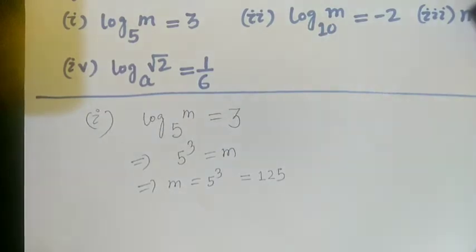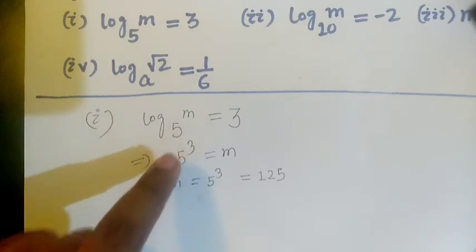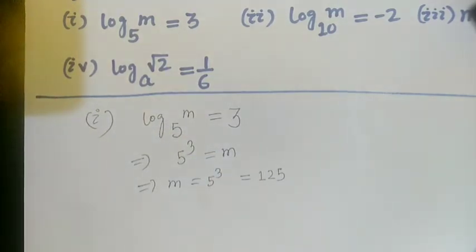Logarithm of m with base 5 is equal to 3. This is the logarithmic form given in the question. You have to convert it into the power form. So 5 to the power 3 is equal to m. Ultimately m is equal to 5 multiplied 3 times, so 125. 5 into 5 into 5.